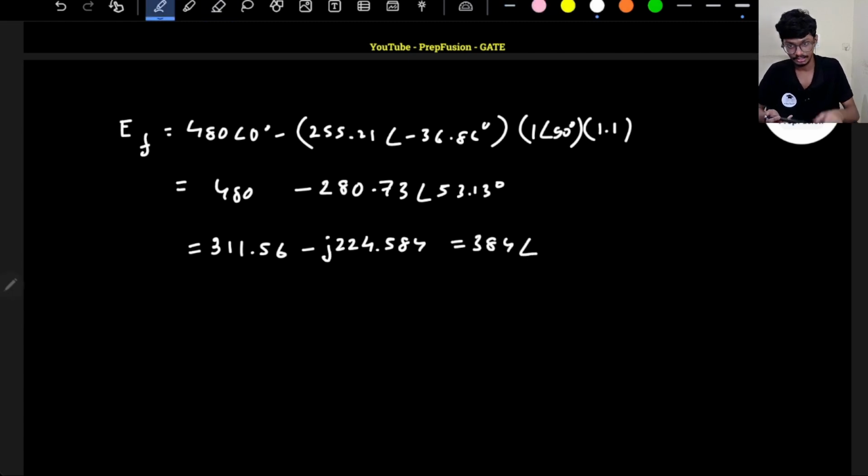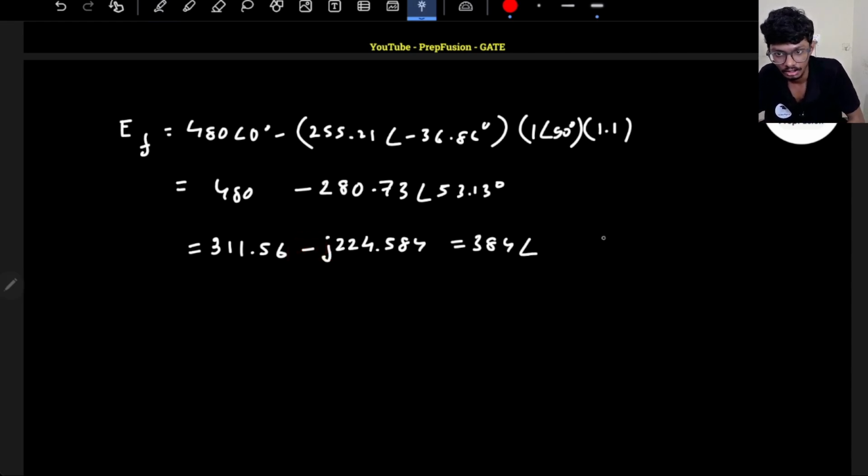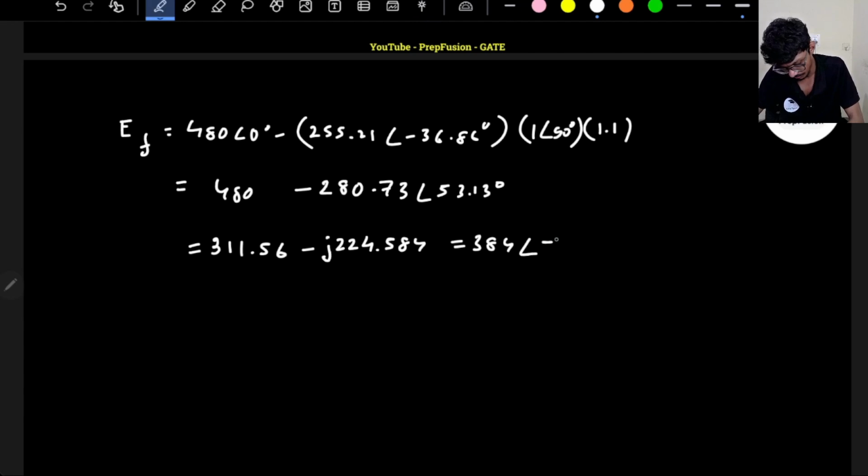And what is the angle? I want to find out. So the angle will be tan inverse of 224.584 divided by 311.56, and negative. Remember, it is negative because it is minus j, and it makes sense. It should come out to be negative only. So it will be minus 35.785 degrees. This will be your delta basically. I hope you have understood this point.